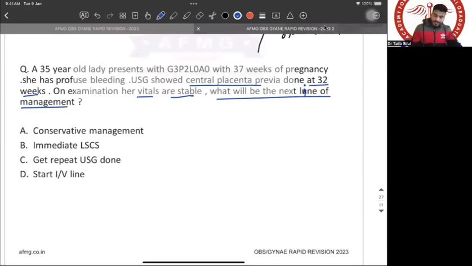Okay, guys. So she is 37 weeks pregnant, guys. She is a case of placenta previa and she's having profuse bleeding. And you already know, guys, in placenta previa, we have a painless bleeding. Hai na, guys? In placenta previa, we have which type of bleeding, guys?